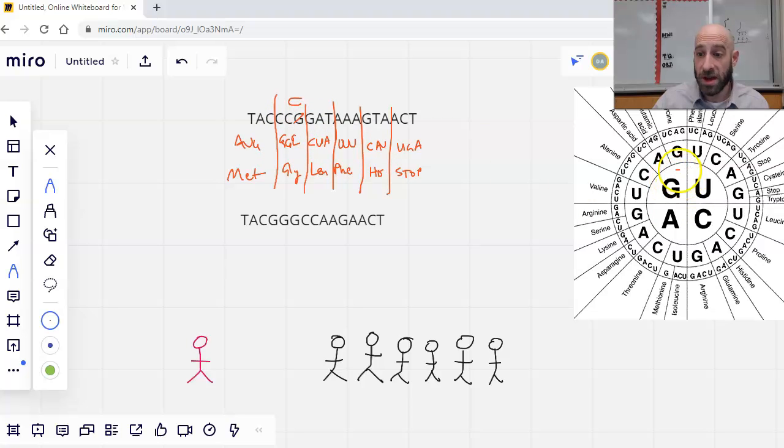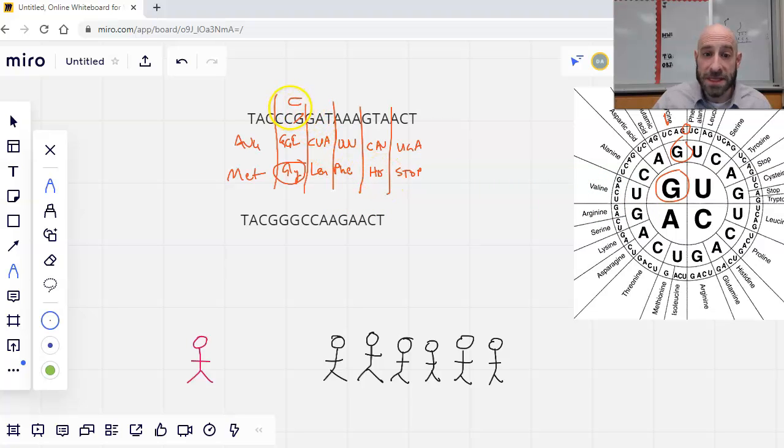So if I look here, GGG gets me glycine. Okay, that gets me glycine right here. Now, what did it get me before? Well, it was GGC. It also got me glycine. So I changed one base, but it didn't even affect the protein because these amino acids have multiple codes for them. So sometimes it doesn't have an impact at all.